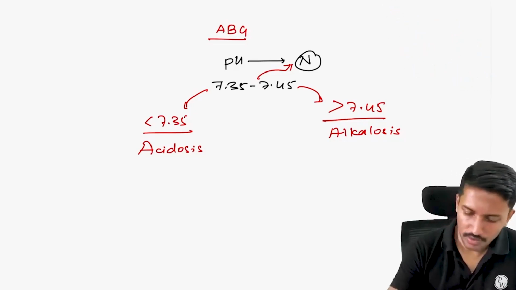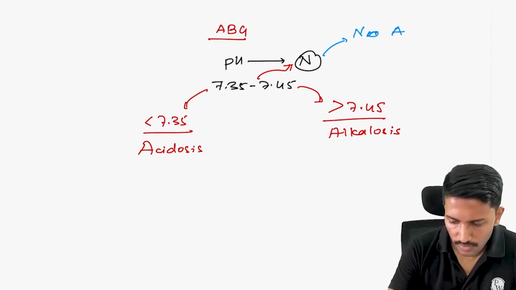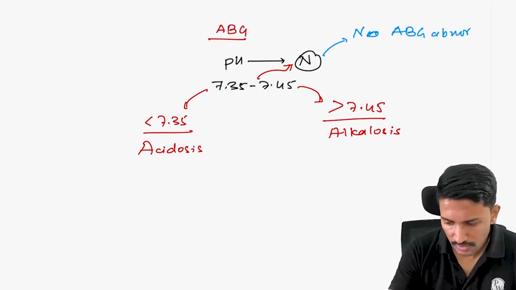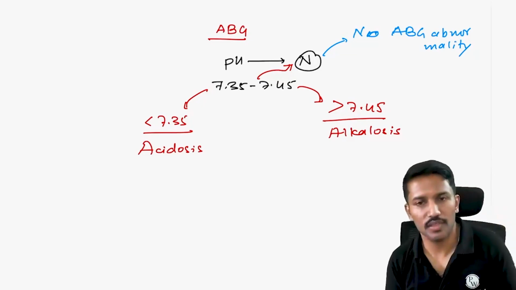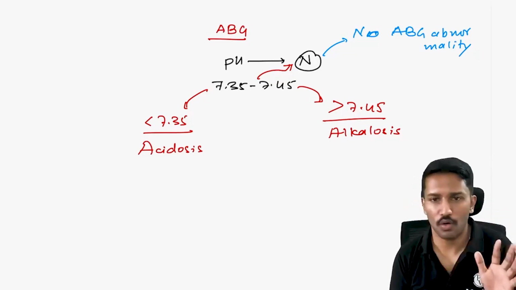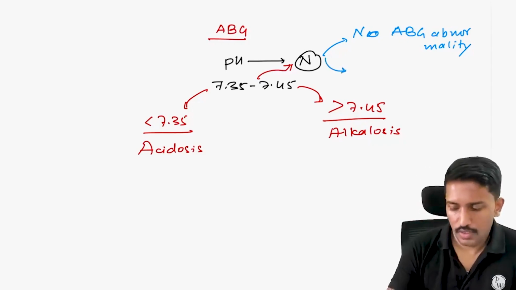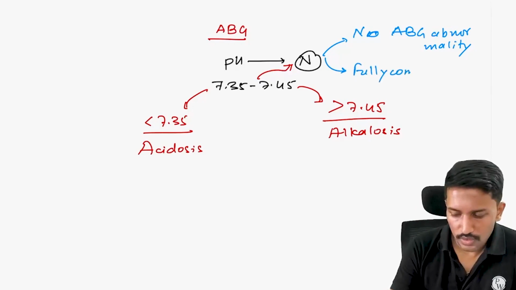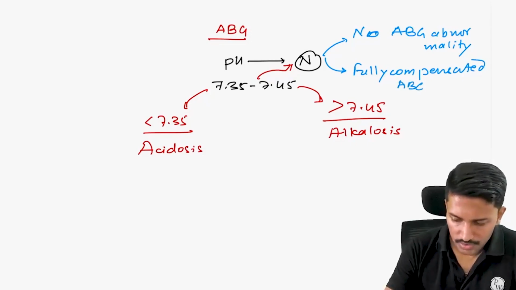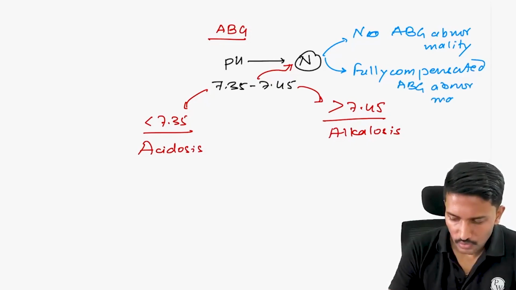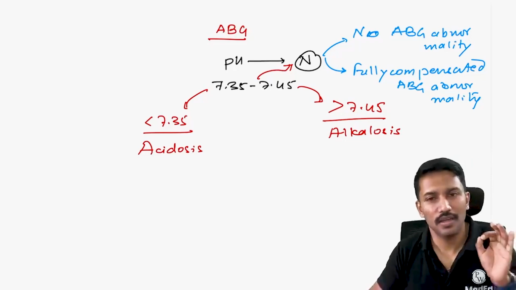If pH is normal, there are two possibilities. The first possibility is no ABG abnormality. Well, that's a possibility, but I will call it no ABG abnormality only when all the components of the ABG, that means pH, PaCO2 and bicarb, are normal. If any one of them is abnormal, it is not a normal ABG. In that case, it can be what we call a fully compensated ABG abnormality, whatever it is, whether it is acidosis, alkalosis, metabolic, or respiratory. It is fully compensated when the pH is back to the normal range.